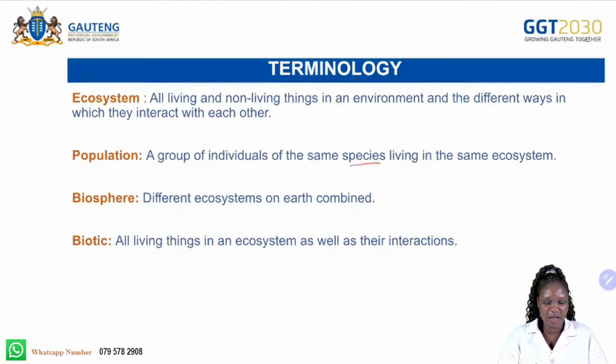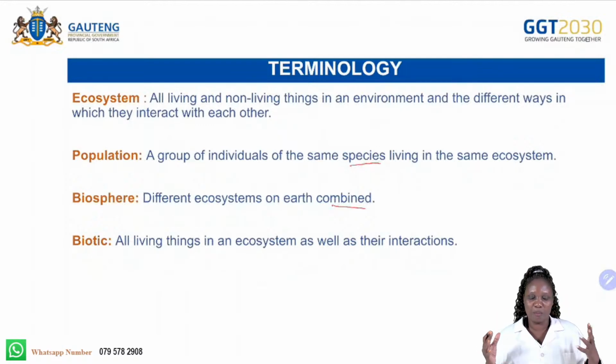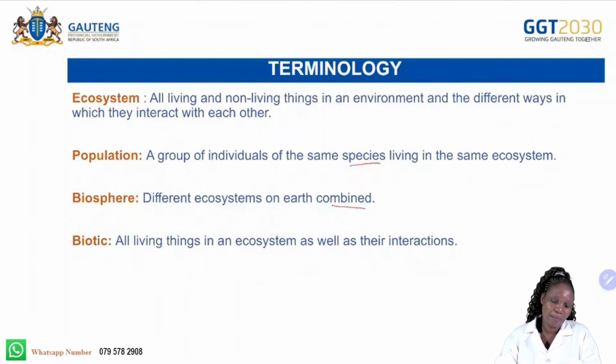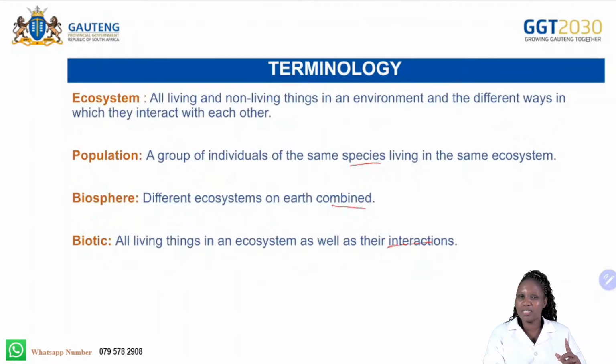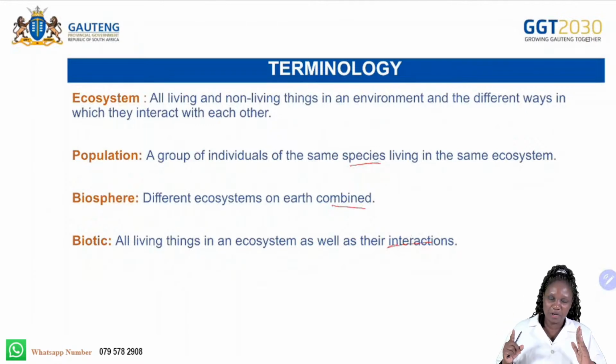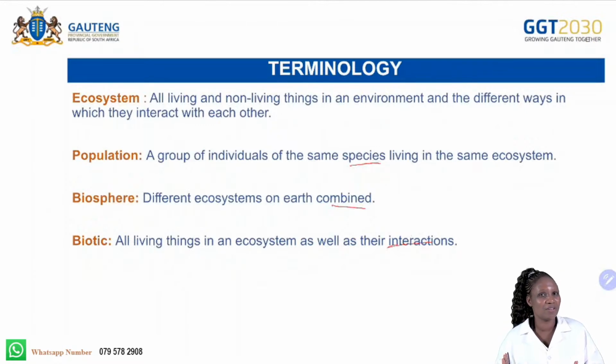And then let's look at biosphere. These are different ecosystems on Earth. Biosphere, these are different ecosystems combined on Earth. What about biotic? When we're talking about biotic, we are talking about living things in an ecosystem, as well as their interactions. Therefore, biotic will need abiotic. That is, biotic is living things, abiotic is non-living. These need each other for survival.